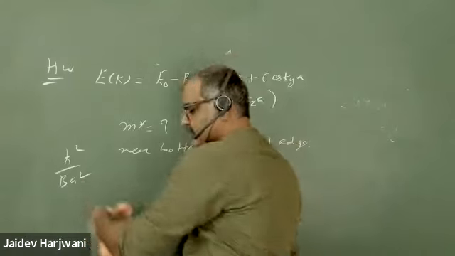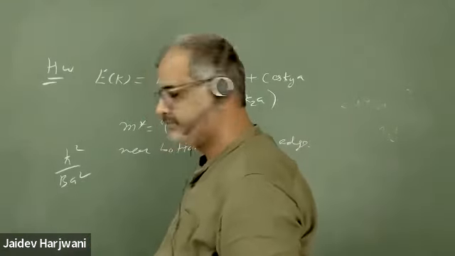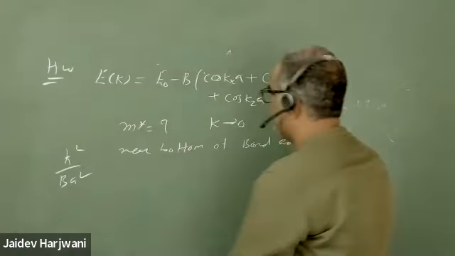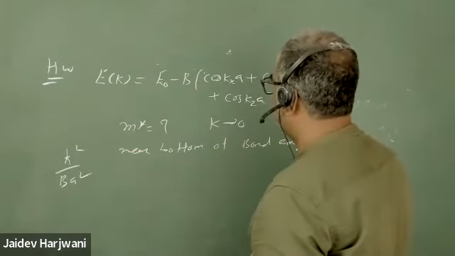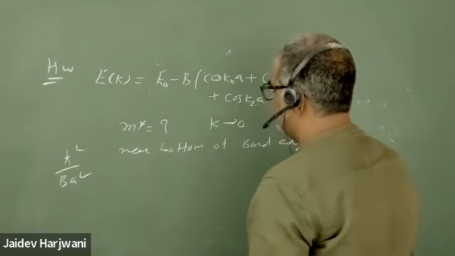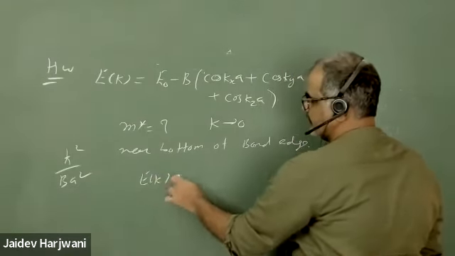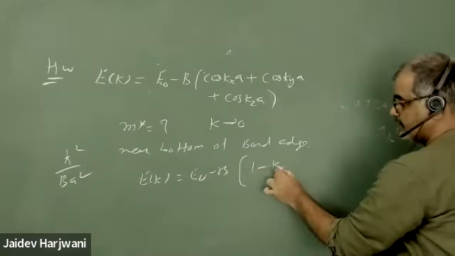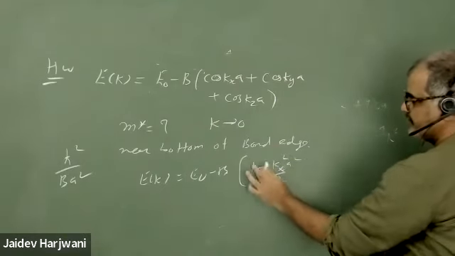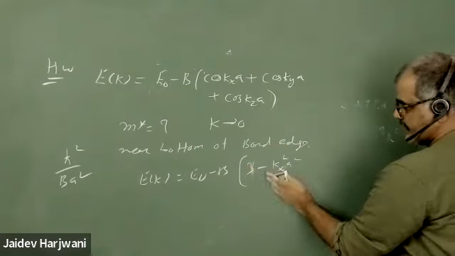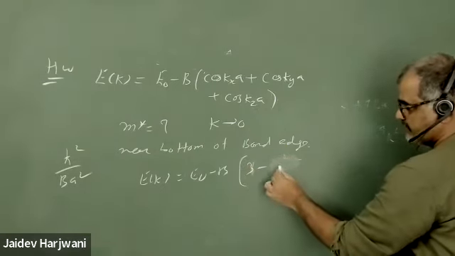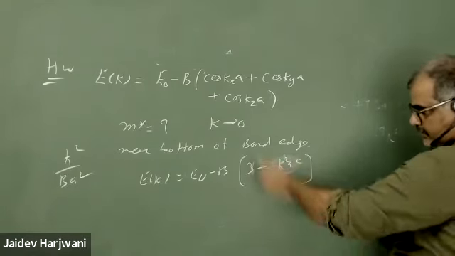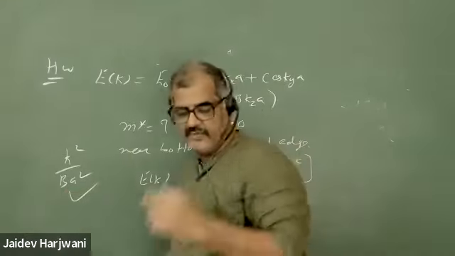Differentiating cos, substituting cos 0 becomes 1, and 1 + 1 + 1 becomes 3. E(k) is E0 minus B, minus kx square a square by 2. Then k square a square by 2 will come, this relation. Now you differentiate this one 2 times, it should come like this.